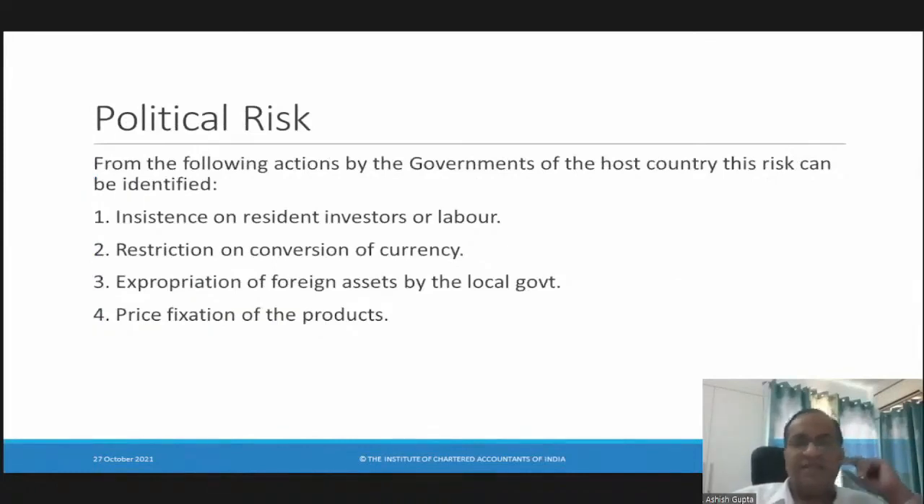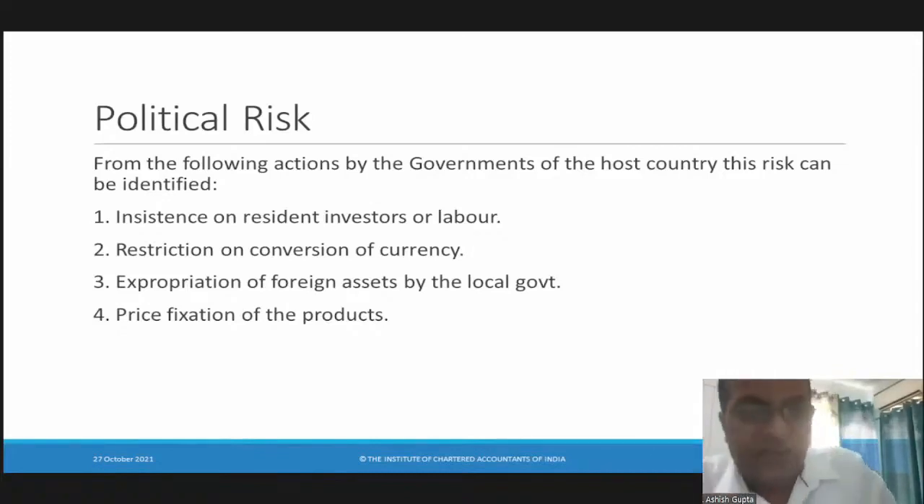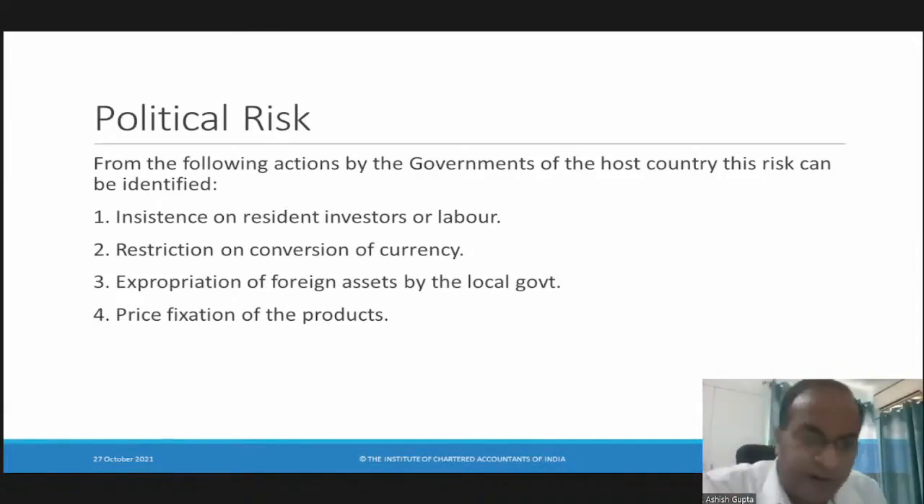Now, these are the methods by which we can eliminate or reduce the political risk. Insistence on the resident investor or labor. It is always better to involve the local labor and the local investor, because once you involve the local labor, your business cannot be shut down very easily, as it will ultimately affect the local public. Due to political reasons, a company may not go for this option.